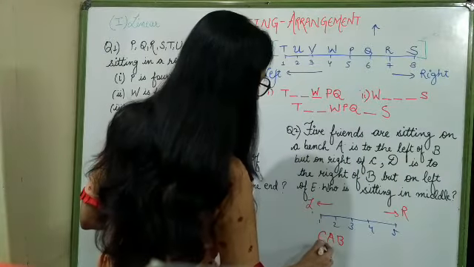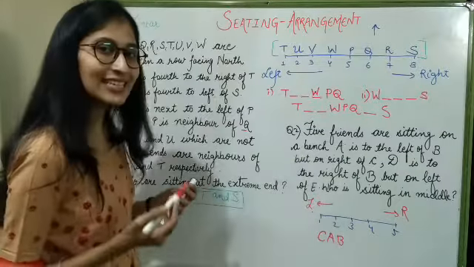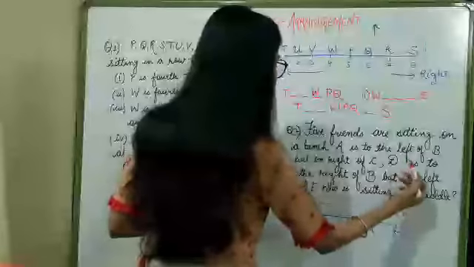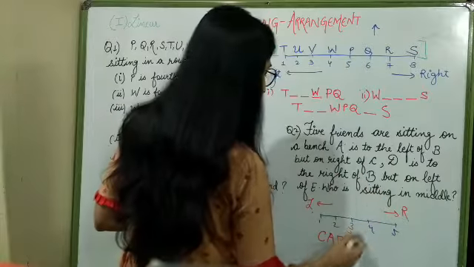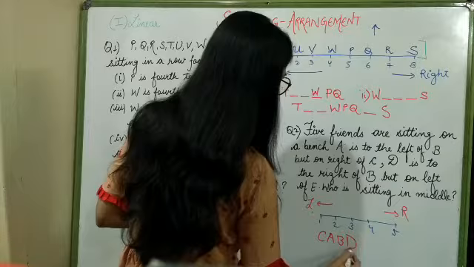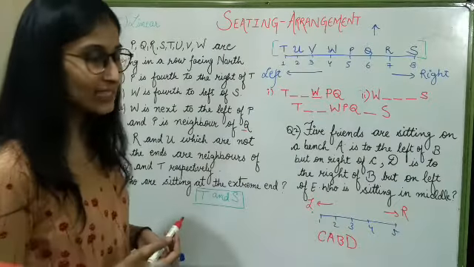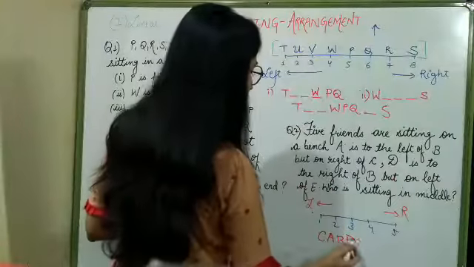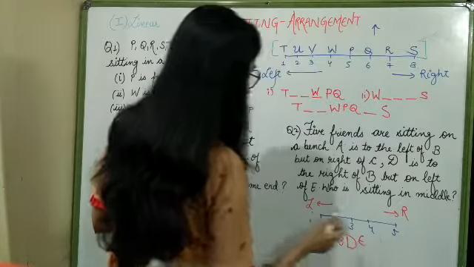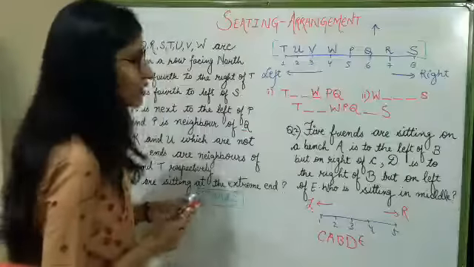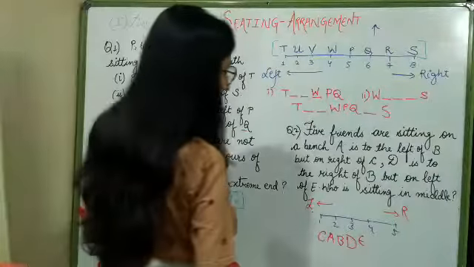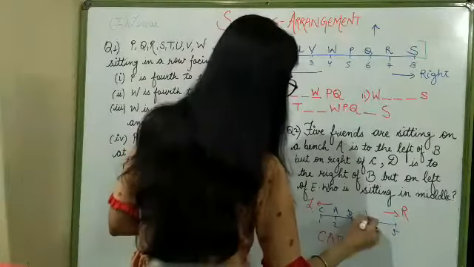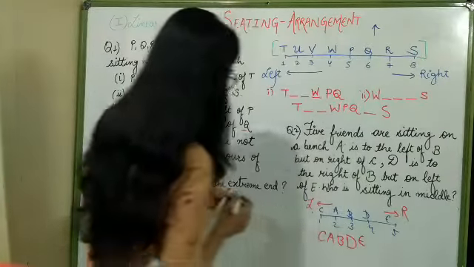This means A is between C and B. Next statement, D is to the right of B. To the right of B, I have to place D, and D is on the left of E. So this will be how my 5 friends will be seated. Order will be C, A, B, D, E.